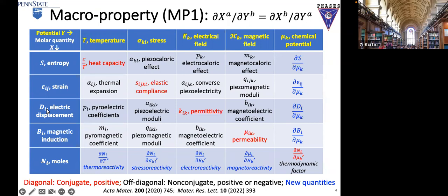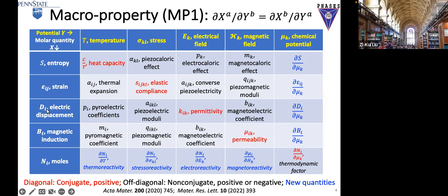Then the blue ones are the new quantities, which we found actually very important when we talk about quantum criticality, for example. So the mass, think about this one, right? The mass can diverge with respect to temperature, the mass can diverge with respect to stress, and diverge with all the quantities you can control.